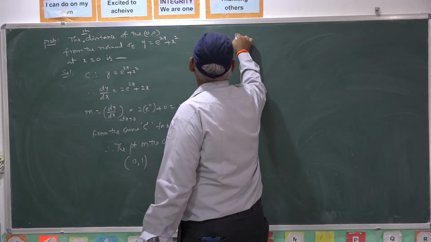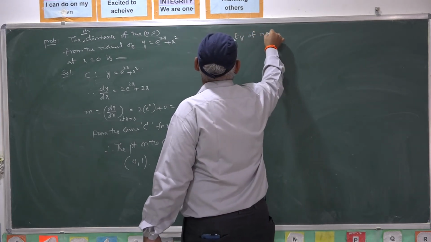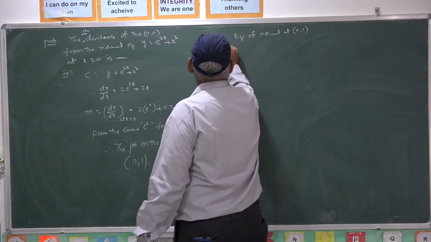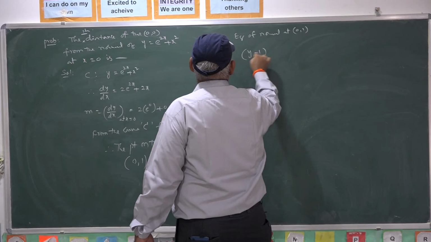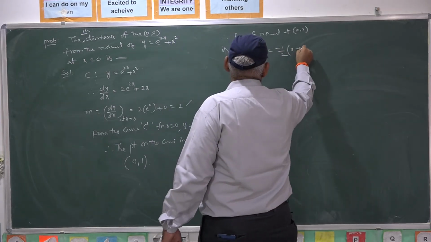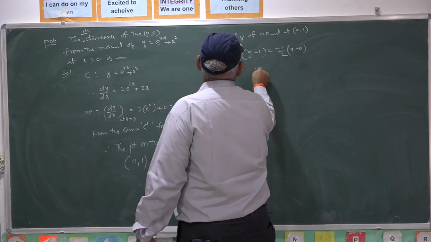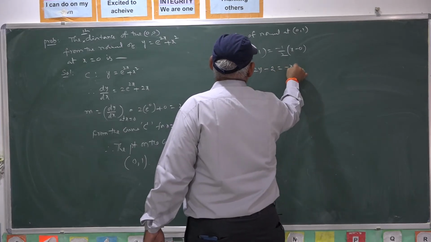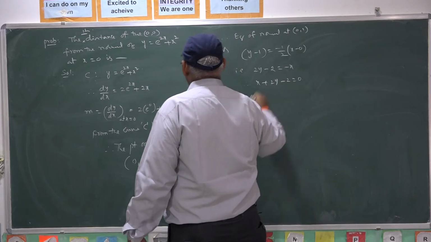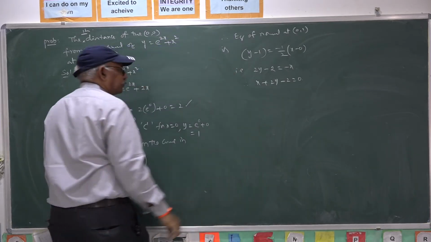Therefore, the equation of normal here. Normal at 0 comma 1 is y minus 1 equal to slope of normal, minus 1 by 2, into x minus 0. That is 2y minus 2 equal to minus x. So, x plus 2y minus 2 equal to 0 is the equation of the normal to the curve.